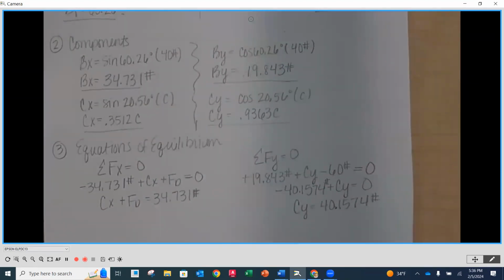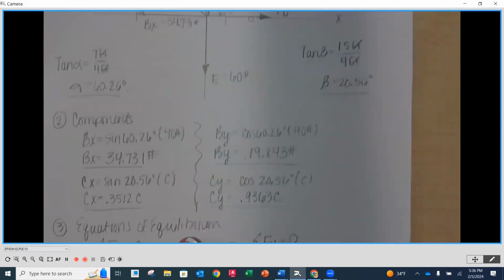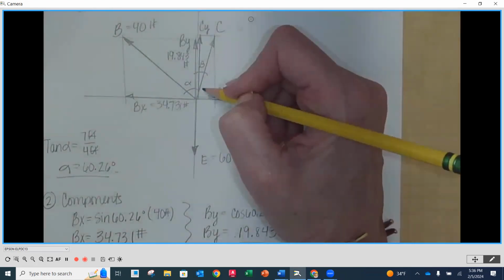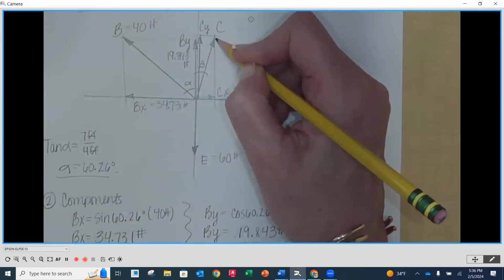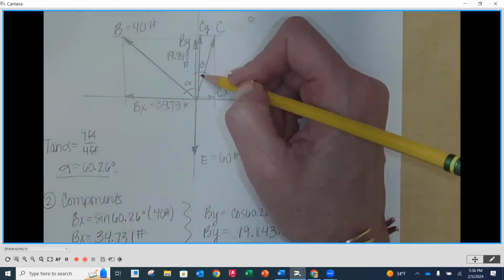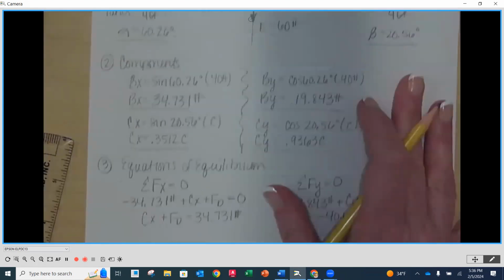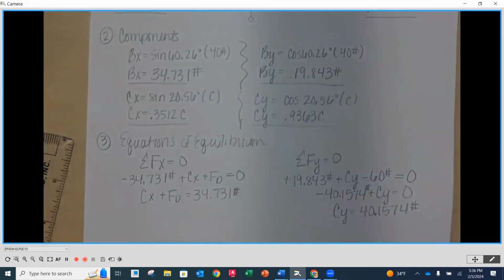Well, that's not nice. But that's just the Y component. That's not the tension in the cable, is it? So remember, I need to know what C is from A to C, not just what the Y component is, right? So we're not as close as we think, but we were able to solve for that variable.